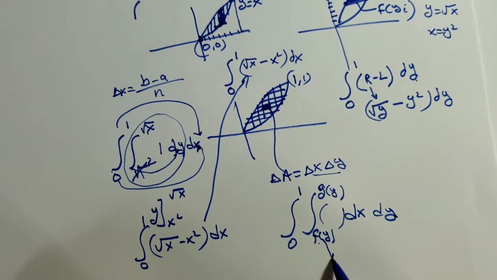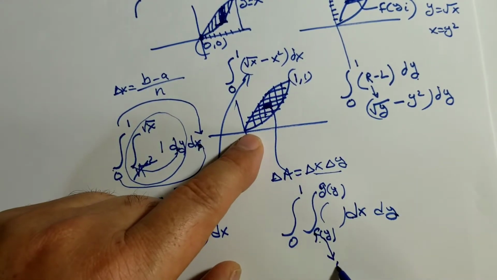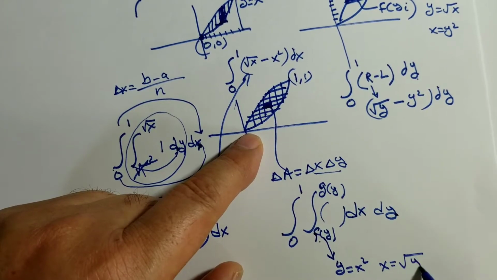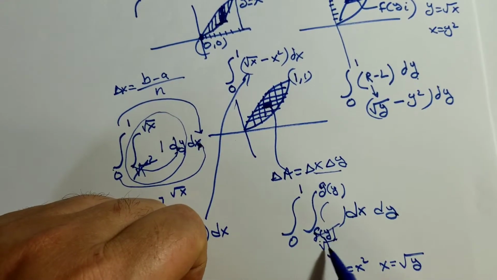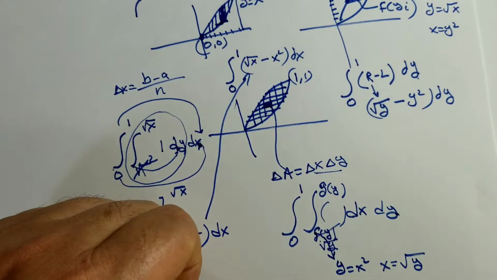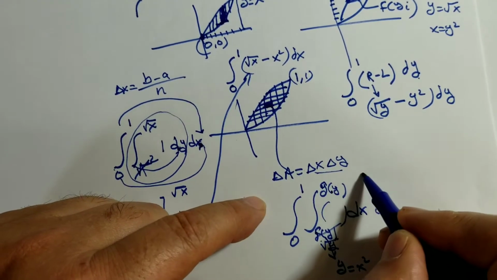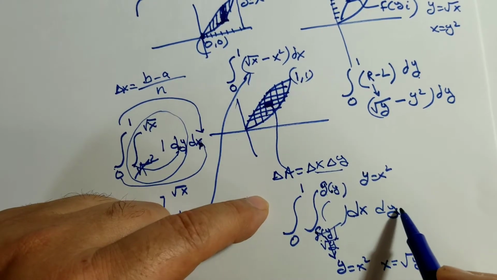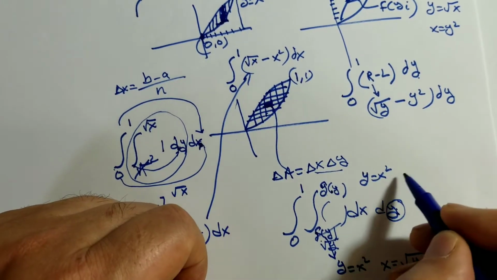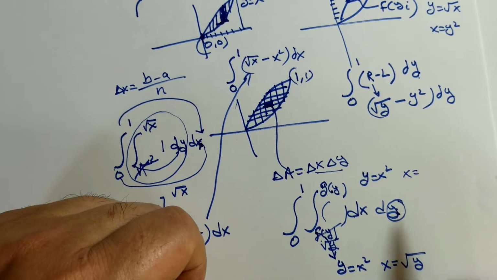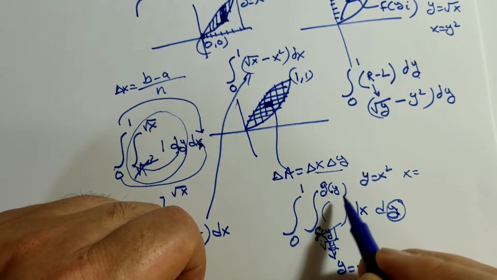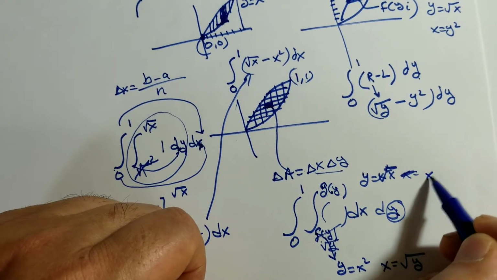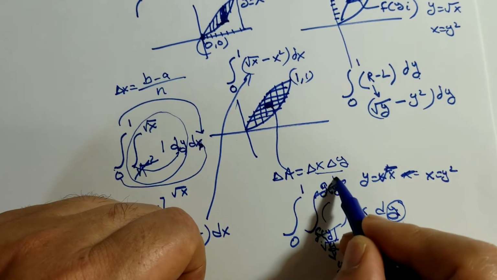But what is your bottom function right here? Your bottom function is y equal to x squared. You have to solve for x in terms of y, and that becomes a square root of y. And this one is the top function, which is y equal to a square root of x. You have to write it in terms of y because your outside variable is y. Therefore, your x is equal to y squared.